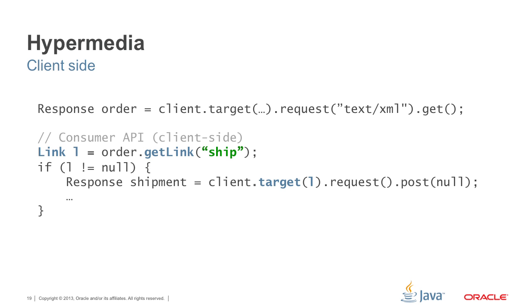And if there is, then it means that the order can be transitioned from whatever state it's now to the new state, shipped. In order to do that, what we need to do is create a new request based on the link that we receive. We do that by passing the link to our target method that creates a new target. Then we follow the Fluent API in the same way we've seen in other examples. We construct a request, and then we do a post, which is the method that is required by this particular link.